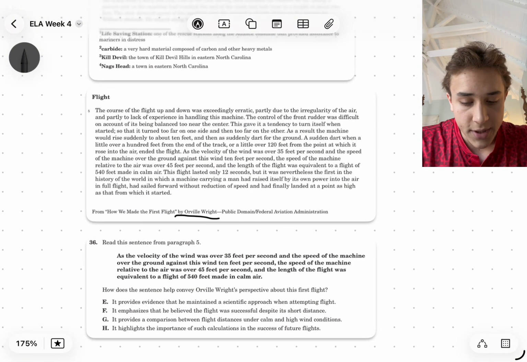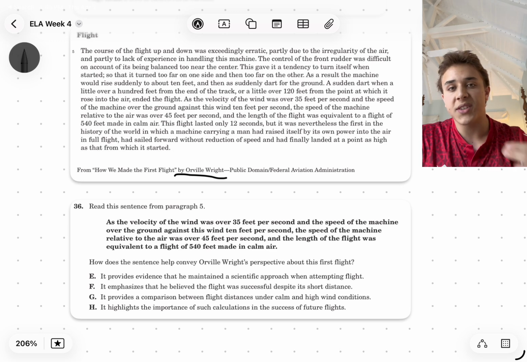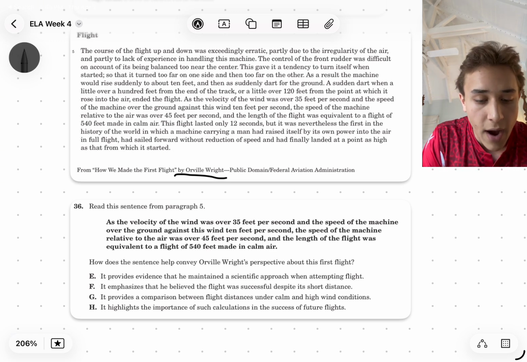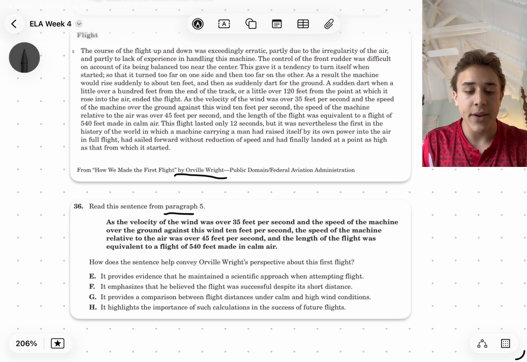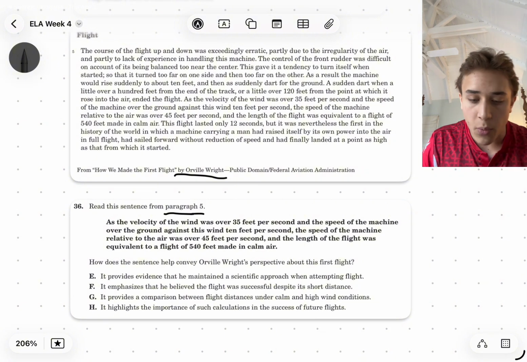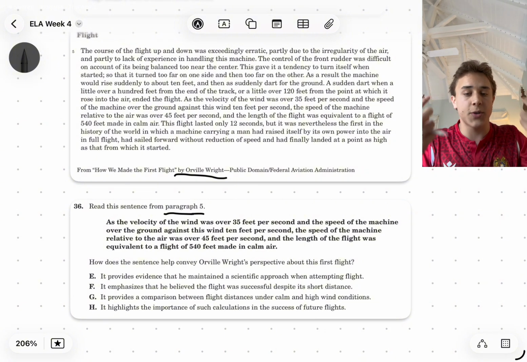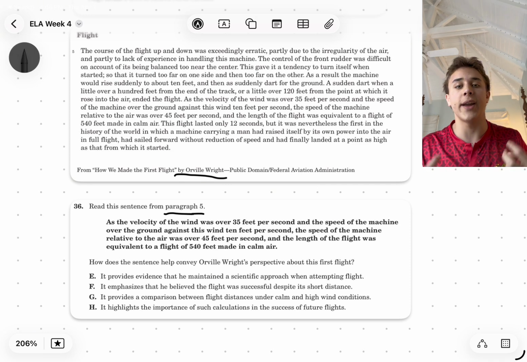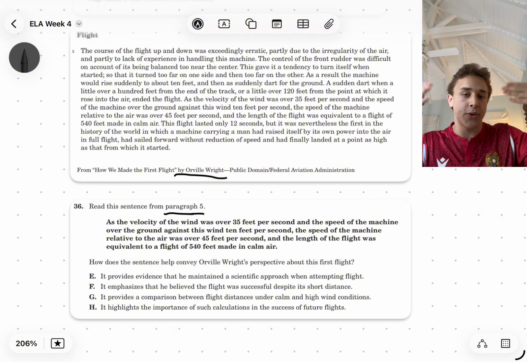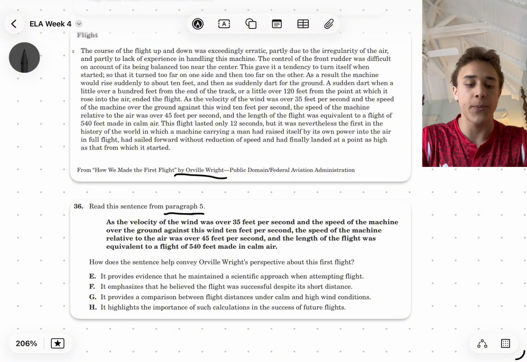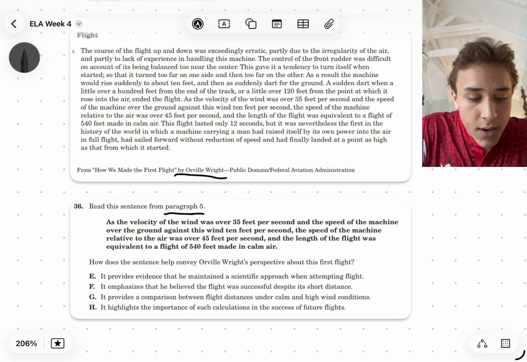Okay, so the question gives us some section from paragraph 5 of the passage, and we want to see the way it expresses Orville Wright's, or the author's, perspective about this first flight. It essentially wants to see how this furthers the author's point of view, how this affects his point of view.